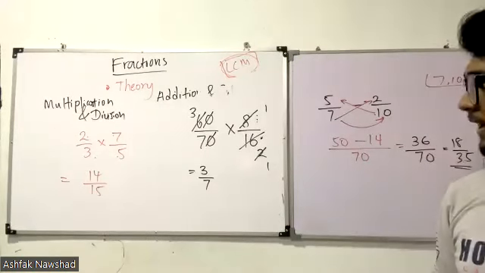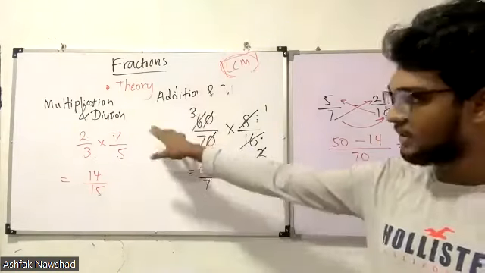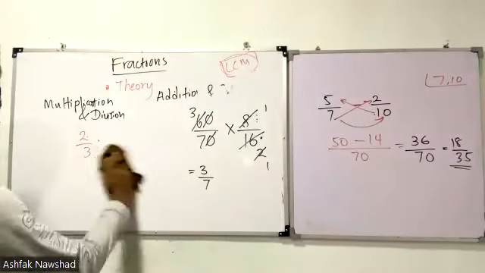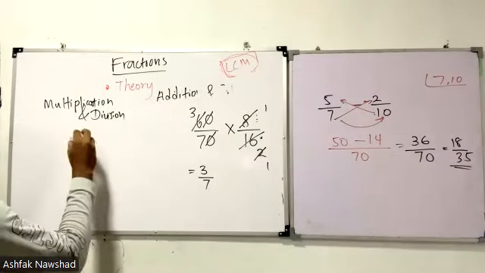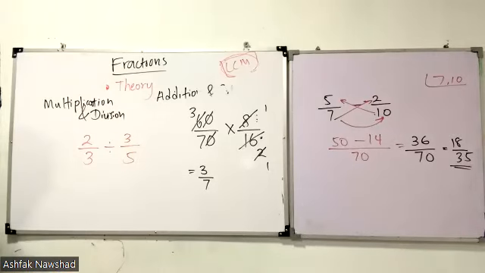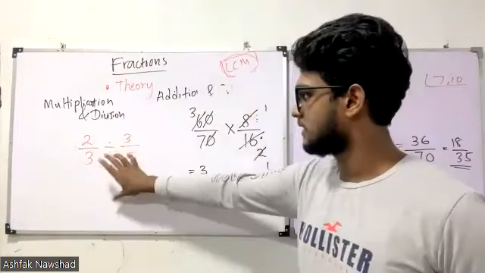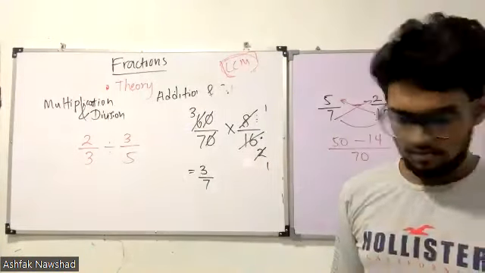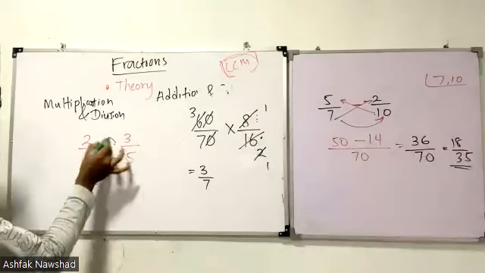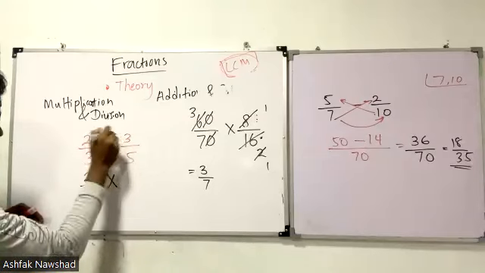And division is similar to multiplication. We perform multiplication in division too, but we make a small change here. For example, suppose you have to divide these two fractions. We can't divide fractions directly, so we do the inverse of multiplication. The first fraction we keep as it is and we change the sign to multiplication.